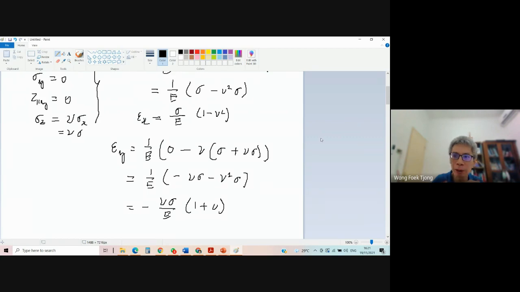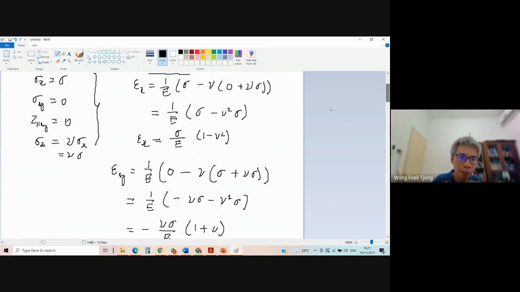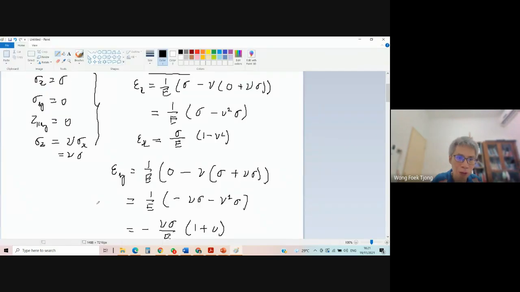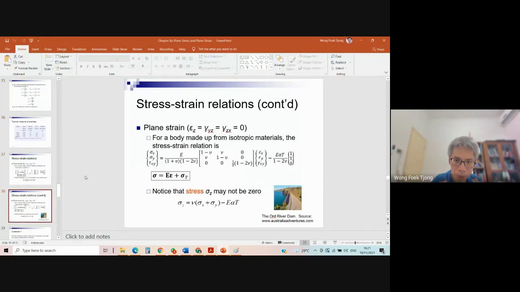This is by assuming plane strain condition. It means we still have sigma z. Don't forget, plane strain is not plane stress. Because of the plane strain condition, we also have stress in the z direction, following the previous one I gave to you. Even though sigma y is 0, sigma z, yes, we have.